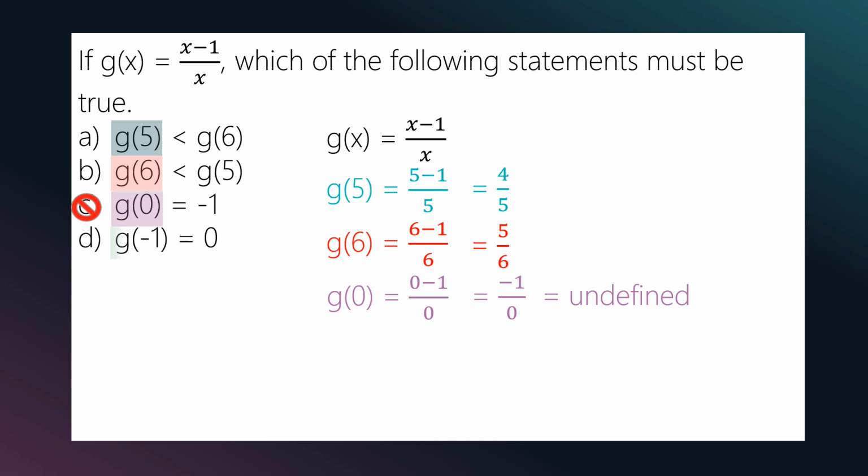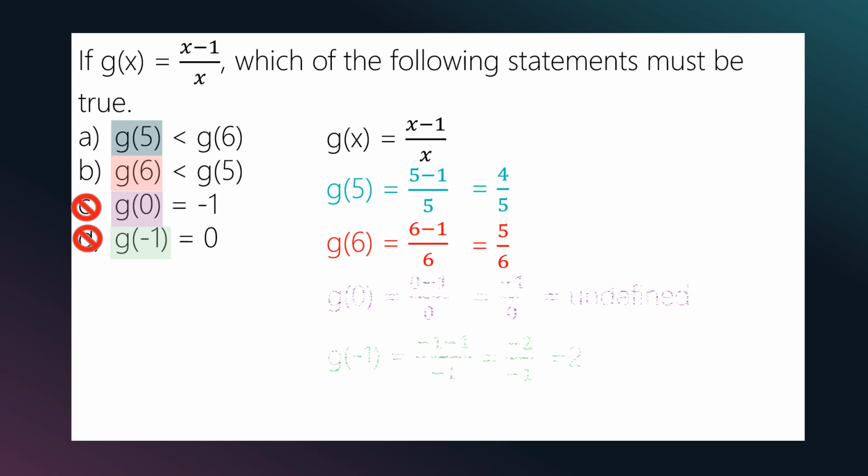So then I'm going to try letter D, g of negative 1. So when we plug in a negative 1, I get (negative 1 minus 1) over negative 1. That's a lot of negatives. So that gave me negative 2 over negative 1, which gave me a positive 2. But look at answer choice D. Answer choice D told me my output was supposed to be 0. I got an output of 2. So D's not right. I've already eliminated 2 answers.